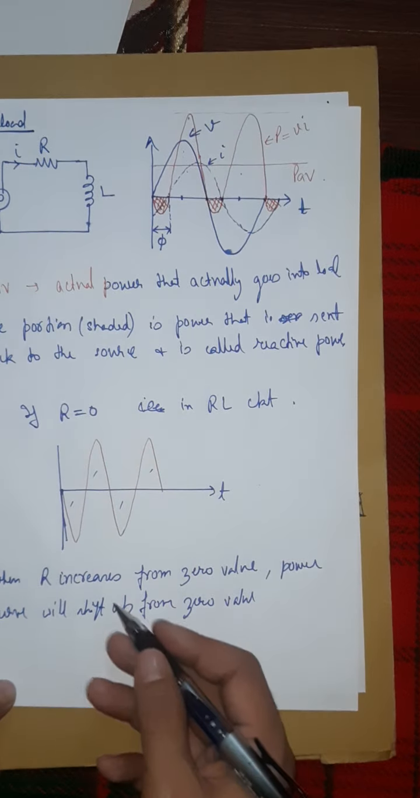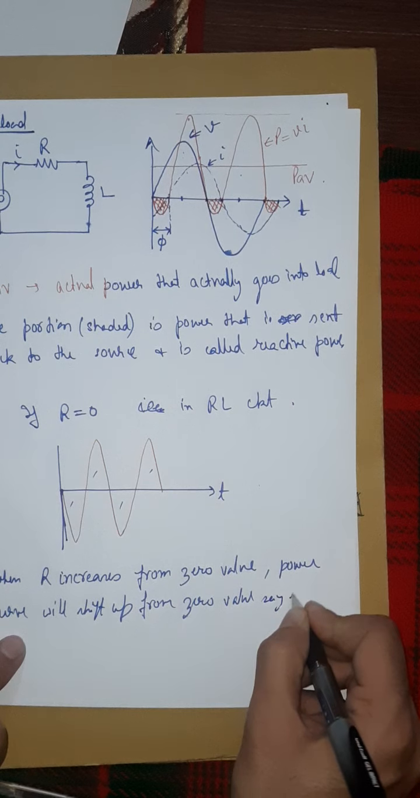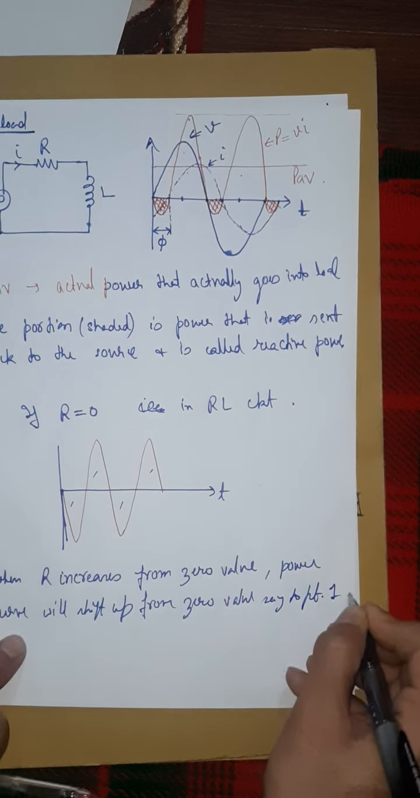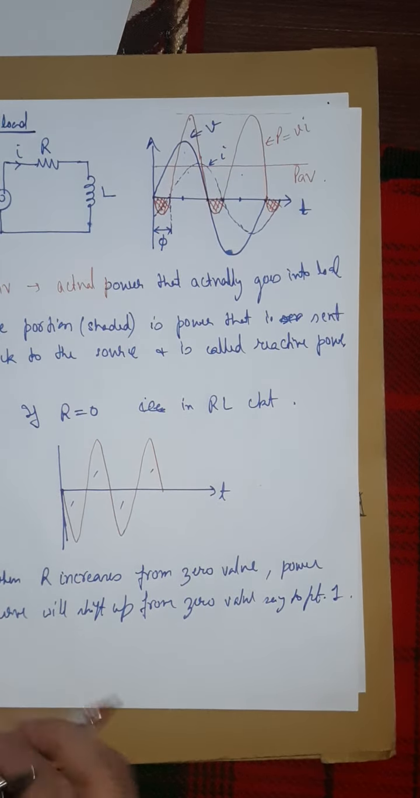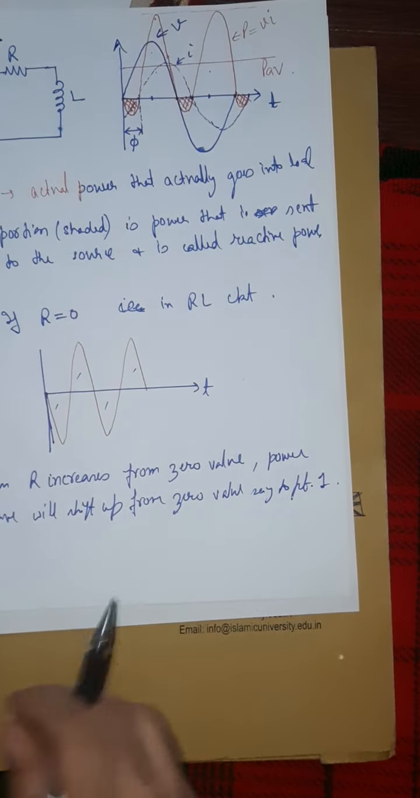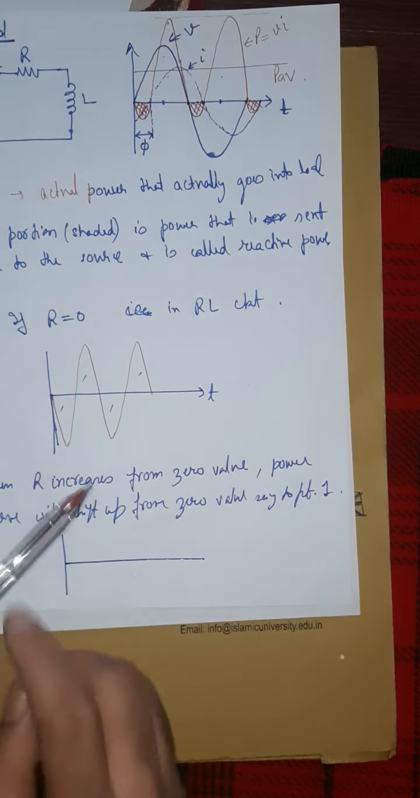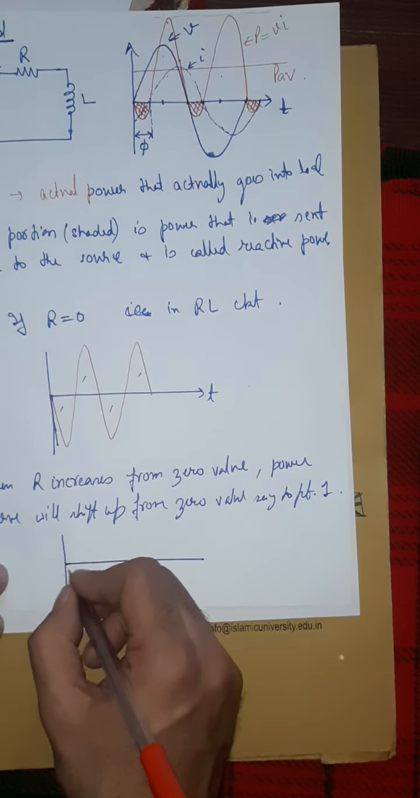So if the power curve shifts up from the 0 value, say to 0.1, I am saying the power curve will shift up, say to 0.1. Now the curve will become like this. So it will become like this.